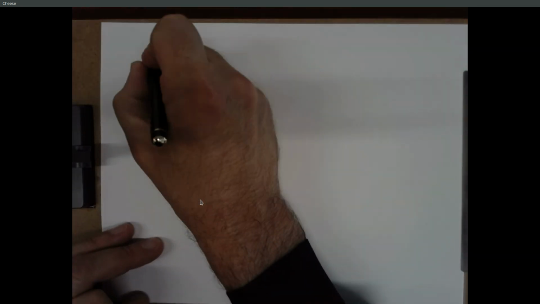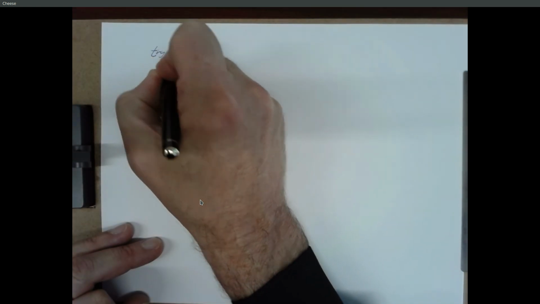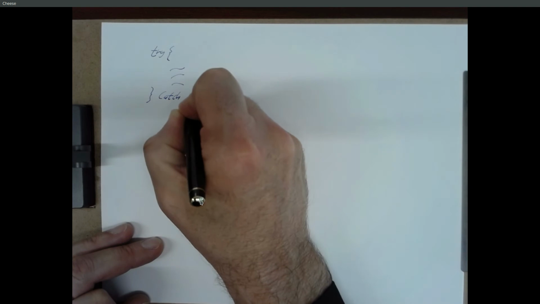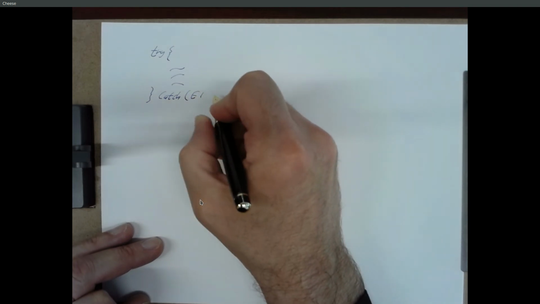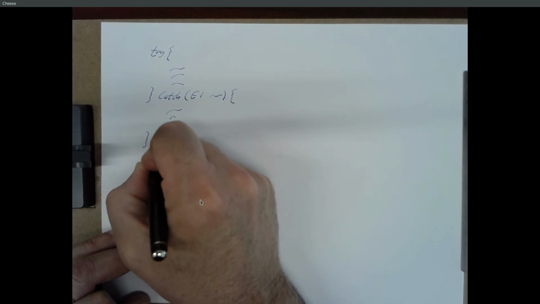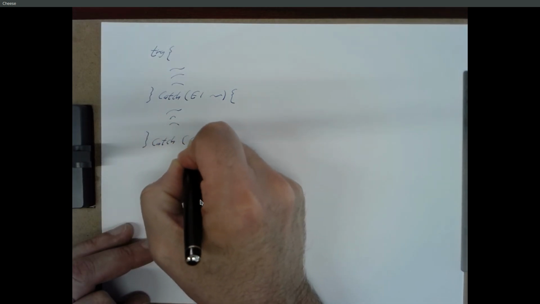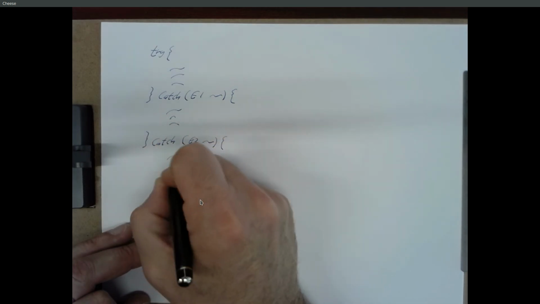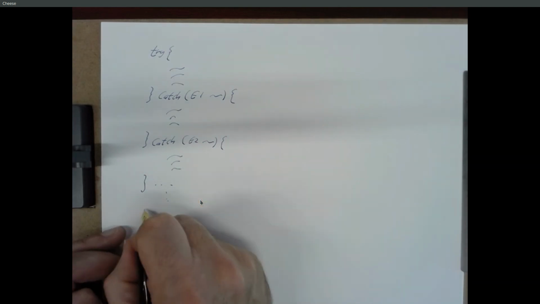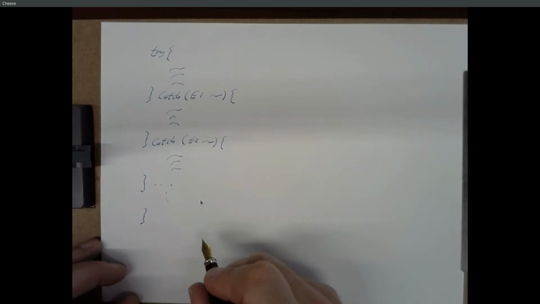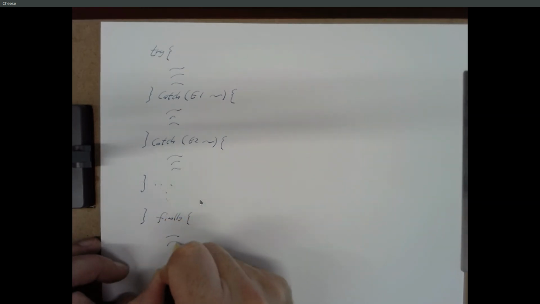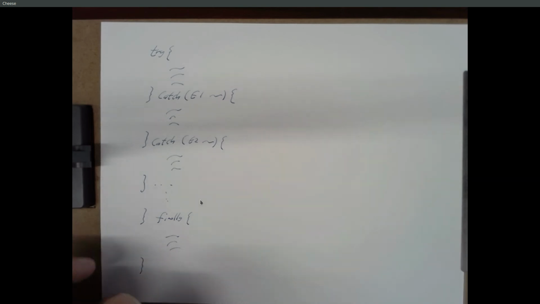So we can say try, code, catch exception 1, code, catch exception type 2, code, and so on. And we can also say finally and put in some final statements that we want executed.